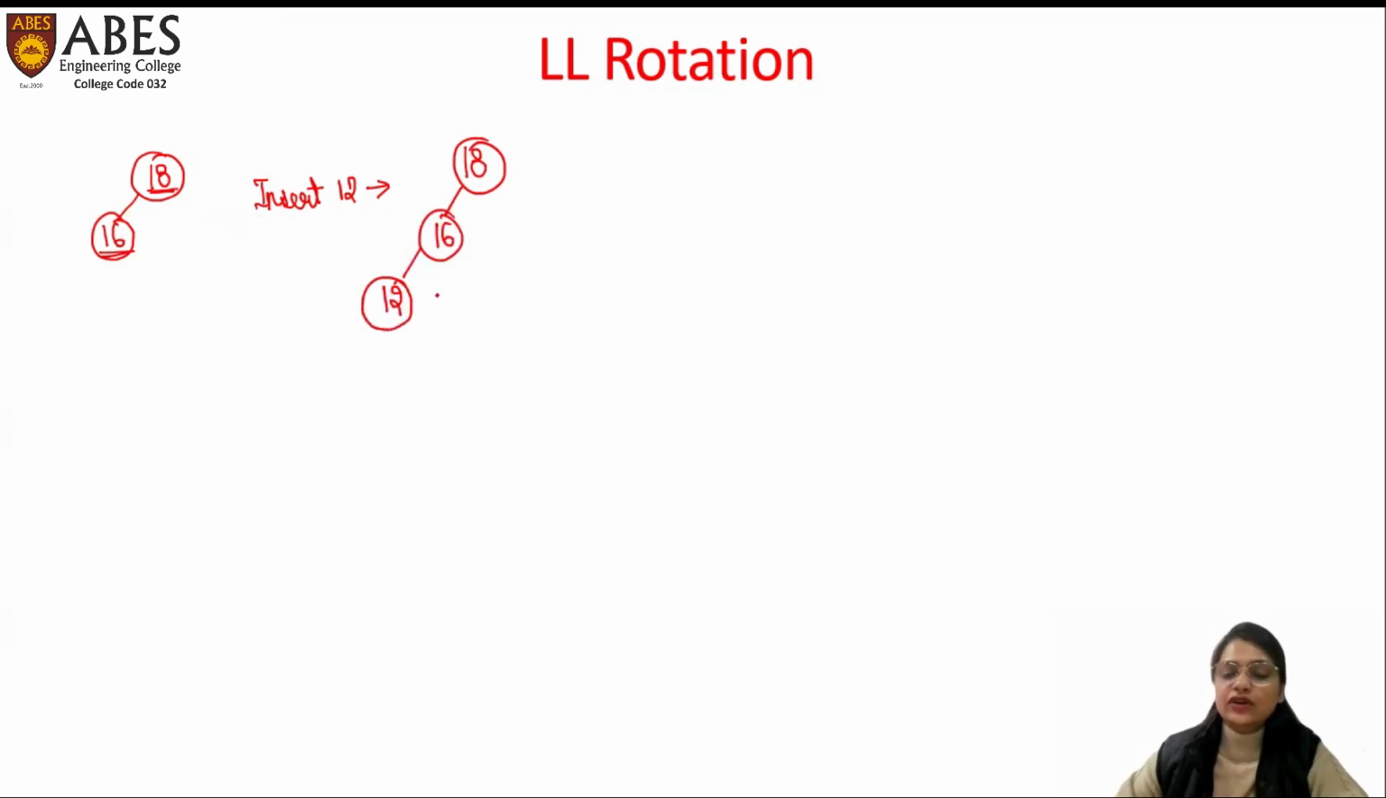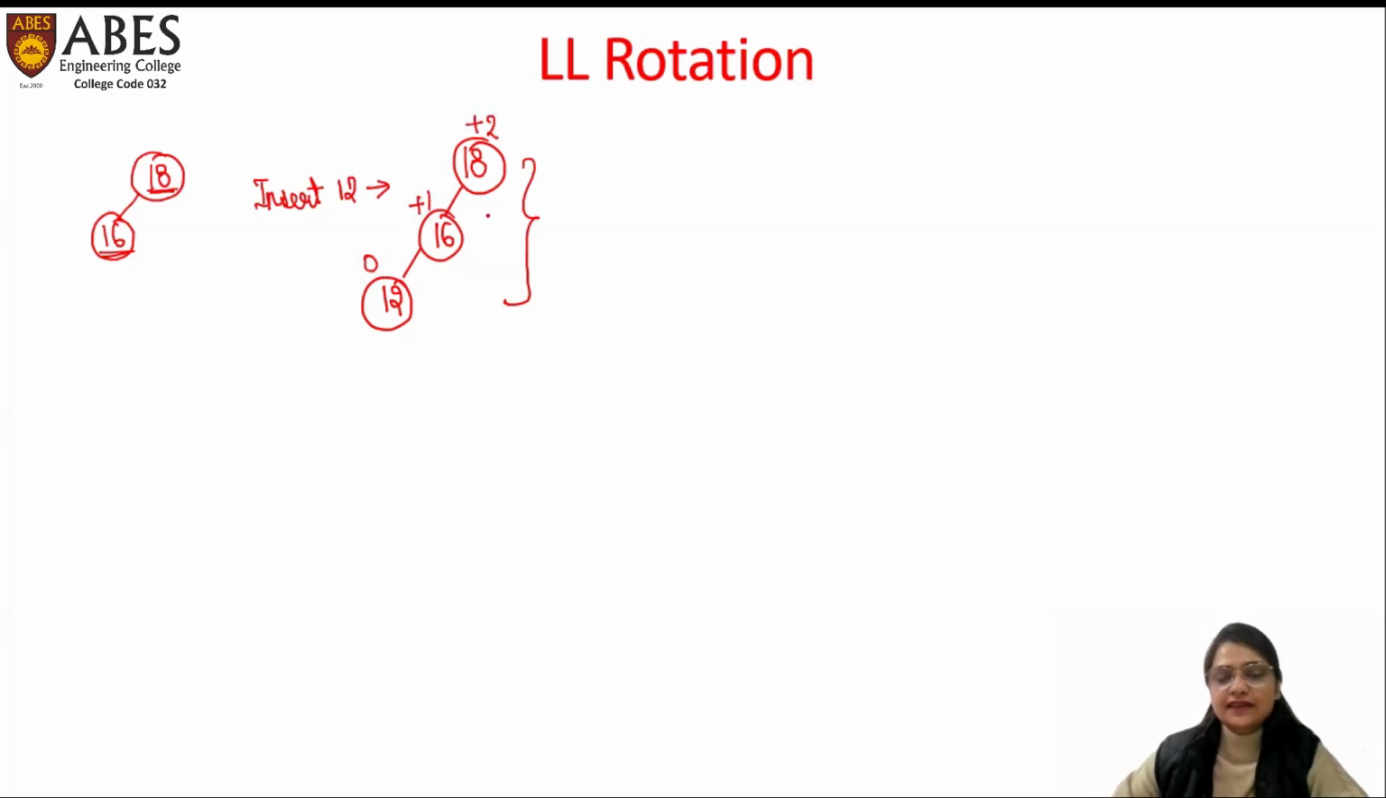Now, to see whether our tree is a balanced AVL tree or not, we have to calculate the balance factor of each node. As I discussed in my previous slide, the balance factor is given by the height of the left subtree minus the height of the right subtree. Then I'll calculate for this node. It will be 0, it will be +1, and it will be +2.